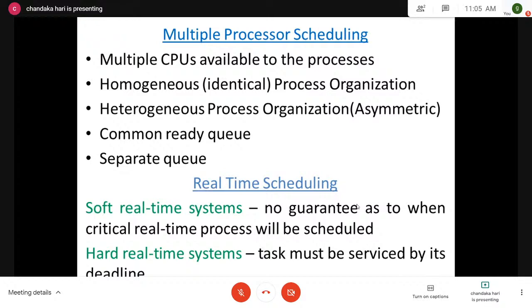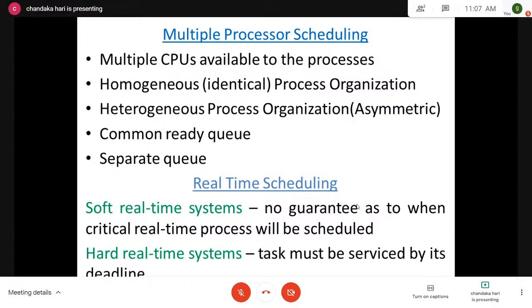Symmetric means homogeneous processor organization, where all the processors have the same kind of configuration. Asymmetric multiprocessor organization is also called heterogeneous processor organization. Now, why are we talking about these two things? Take a homogeneous organization. If a process is compiled on one particular CPU, then it can be executed on any other processor. Why? Because all are the same. There is no problem.